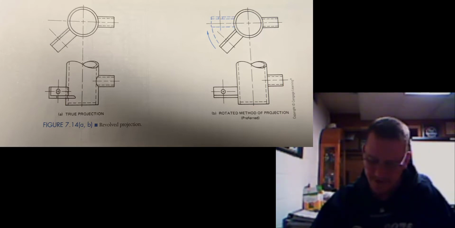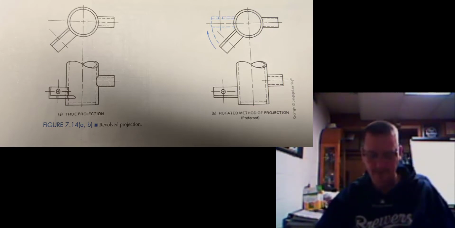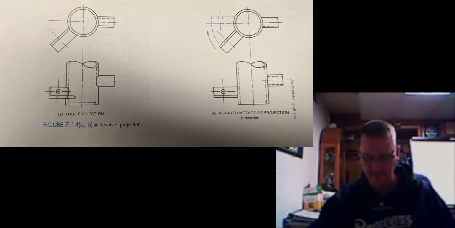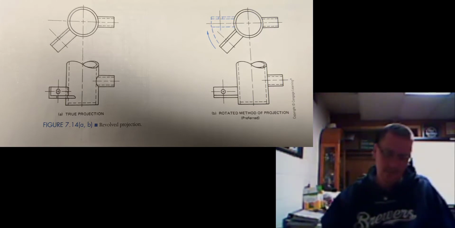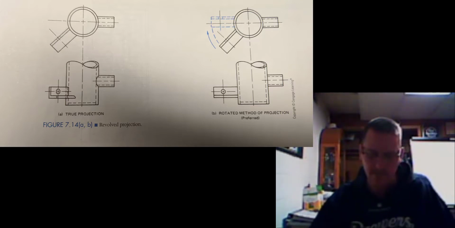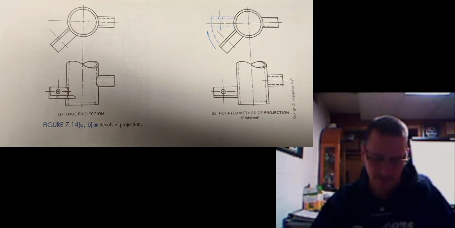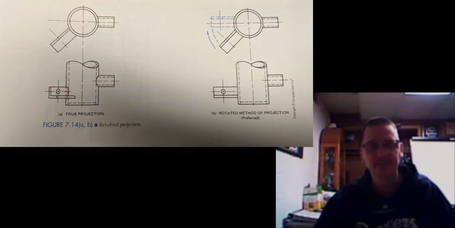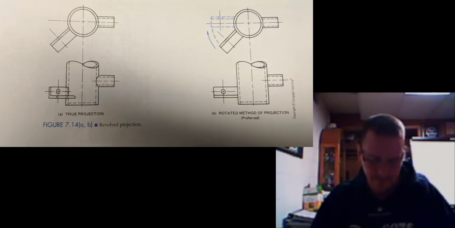Although this is considered a violation of a true projection, it is nevertheless preferred, as shown in figure 7.14. Alright, so looking at 7.14, you can see the true projection, and then as looked at by the rotated projection, you can see it would be kind of a mess trying to figure out how things look in the true projection. The rotated obviously shows why it is more preferred.